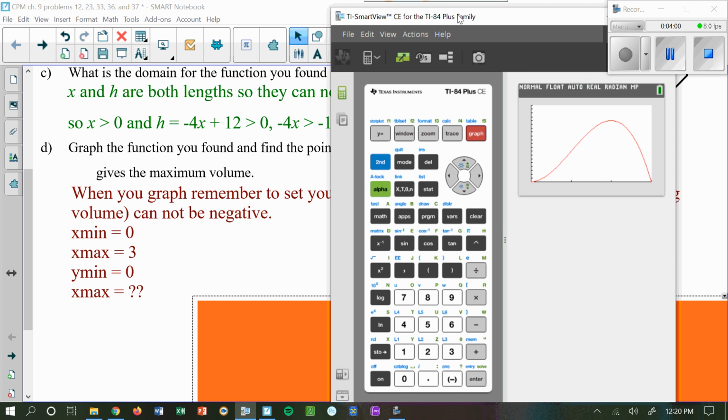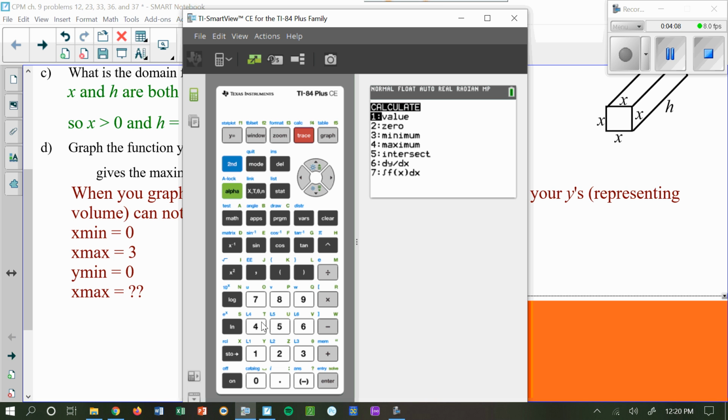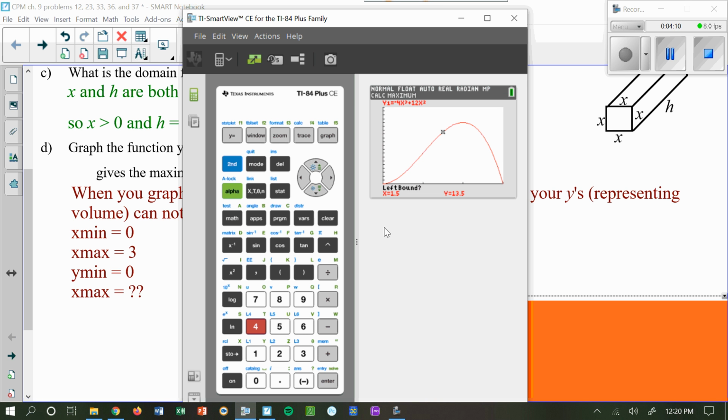We now need to go ahead and find our maximum. Now that we have our graph, we can go second trace, which is our calc, and down to 4, which is our maximum. We want to be to the left of where it crosses, so it is. I'm going to hit enter, and now I'll be to the right of where it crosses, which I am, and I'll hit enter. And I don't want to guess, so I'm going to hit enter, and I get my maximum right here.